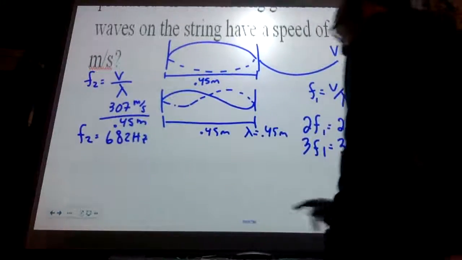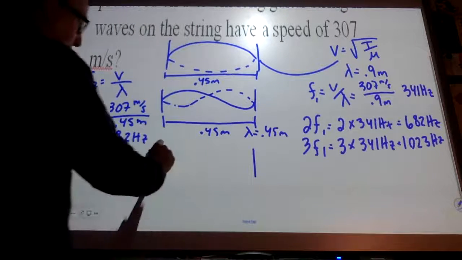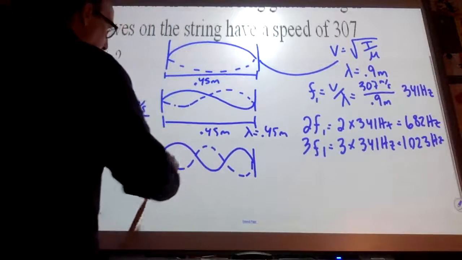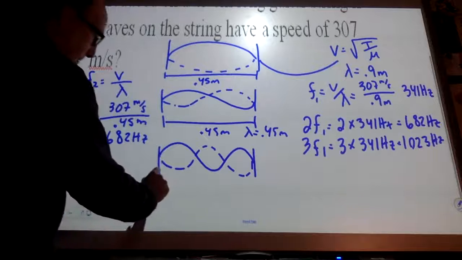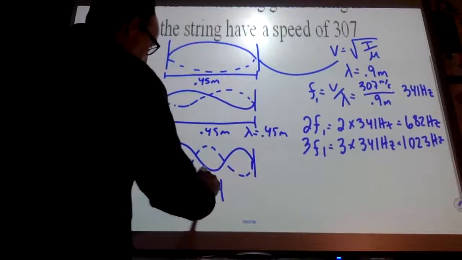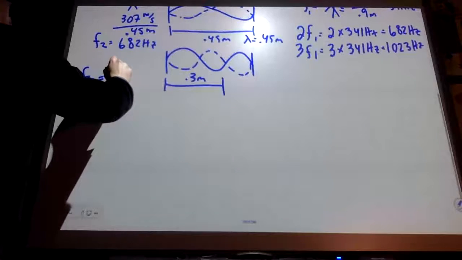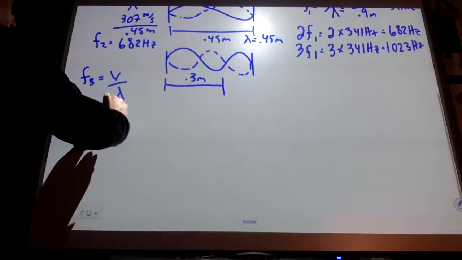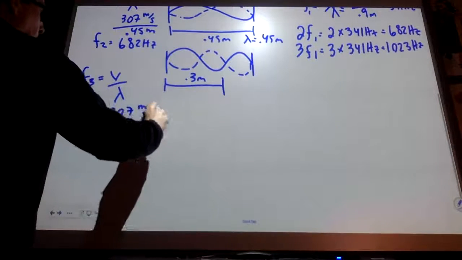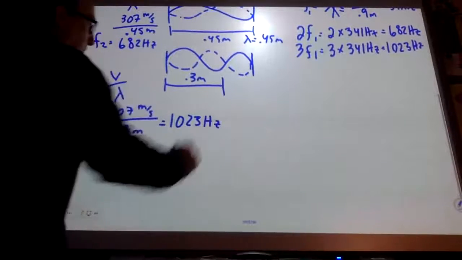The third one, I'm going to draw the same. And now there's going to be 1.5 wavelengths. So if this entire thing is 0.45 meters, this distance is 2/3 of that, or 0.3 meters. And so F3 is going to be equal to the velocity divided by this wavelength. And the velocity is going to be 307 divided by 0.3, and again, we should get 1023.